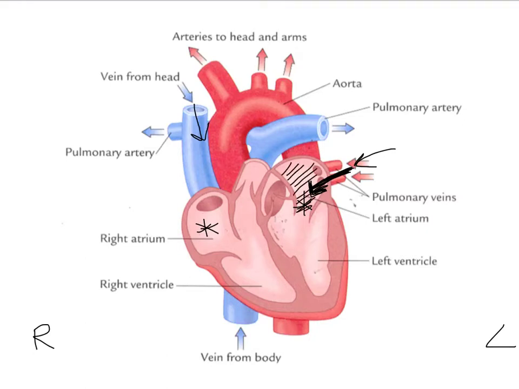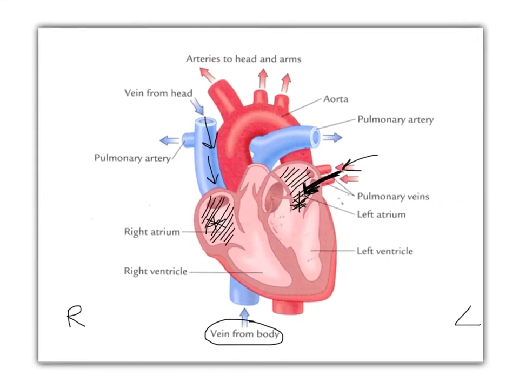At the same time blood will come from, it says vein from head, but part of the vessel here is continued by this vessel at the bottom here, the vein coming from the body. We have ultimately the superior and inferior vena cava, that's returning blood from the body and the head to the right side of the heart. So it's going to come through this vena cava, come down and fill up this space here in the right atrium. That's the first stage.